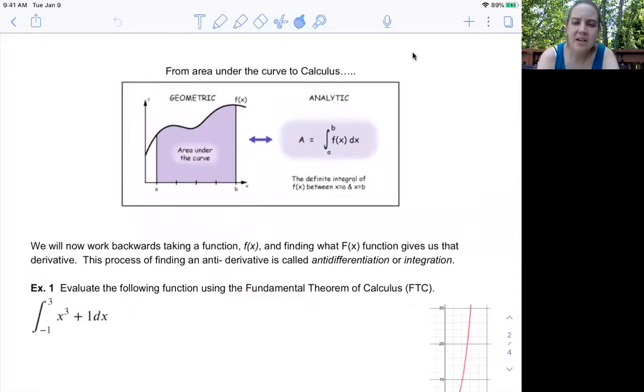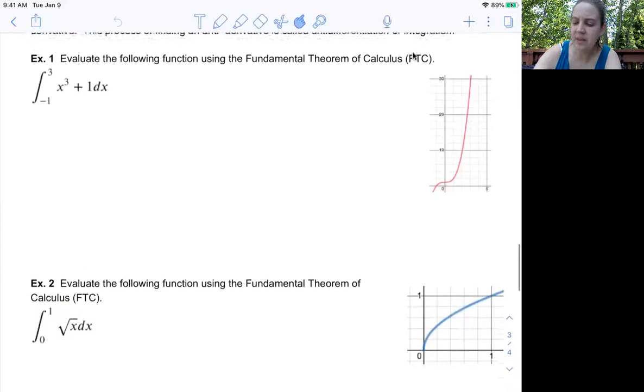So from the area under the curve to the definite integral. We were talking about indefinite integrals; this one's a definite integral between A and B. What does this really look like? We will now work backwards, taking a function f of x and finding what capital F of x function gives us that derivative. This process of finding an antiderivative is called antidifferentiation or integration. That's exactly as it was in the last lesson. So, 4 examples, I want you to see what this looks like.